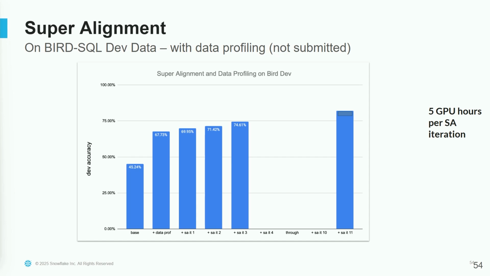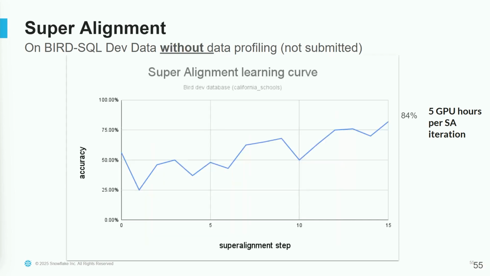We didn't tell you how we ended up, because this hasn't been submitted, and the results are really good, but we're not going to announce them until we actually have a submission. We're working with the BIRD SQL folks on that. And here you can see on just one of the databases, not all of them, how super alignment on its own can learn to do effectively a lot of the things that we described earlier today.